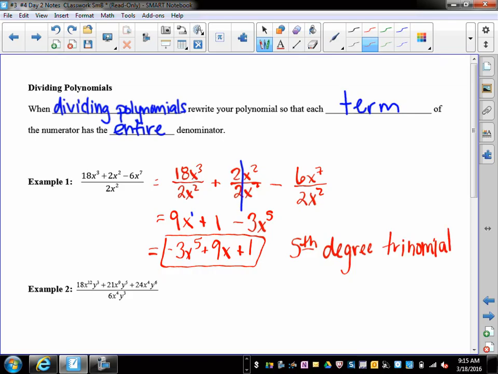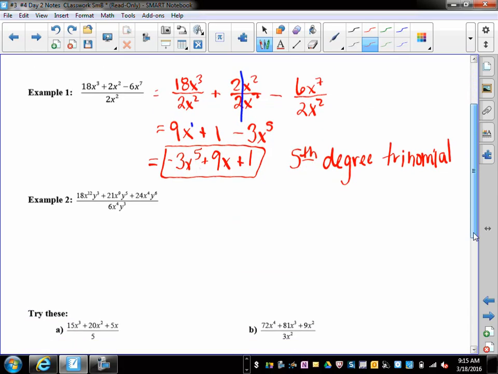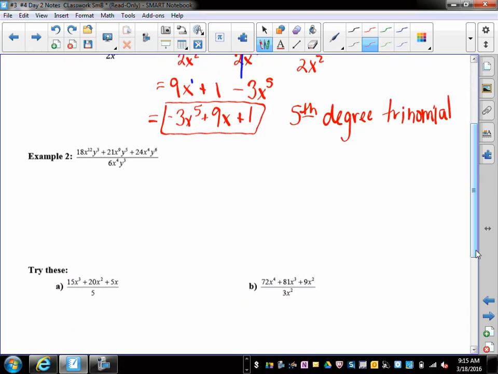Alright. Example 2. Doesn't this look like a beauty? Any questions on example 1 before we move on to example 2? This is too much. It's not too much, you just take it one piece at a time.